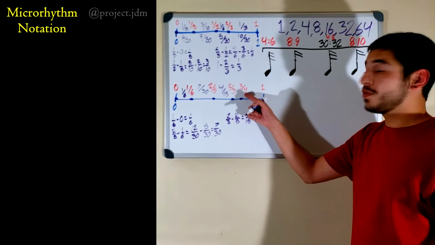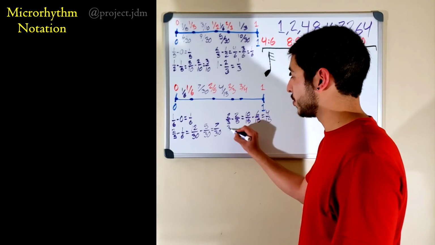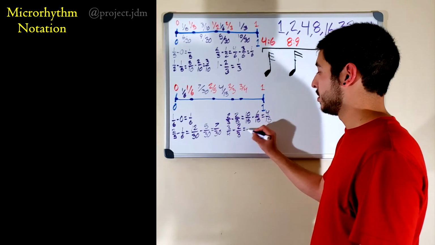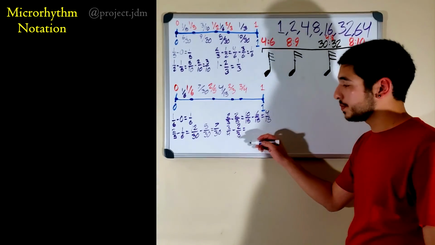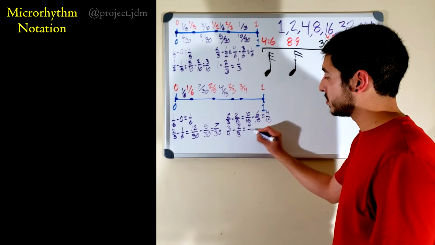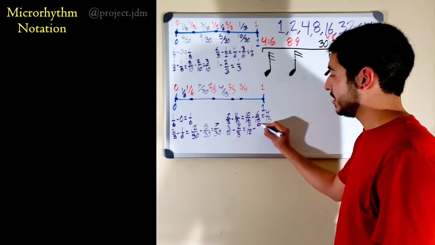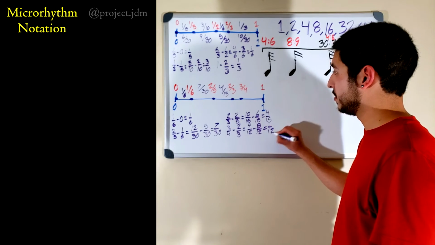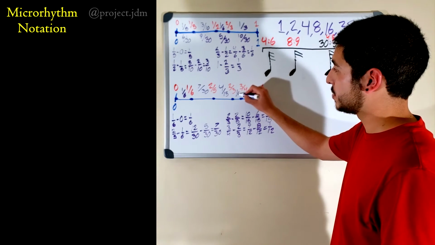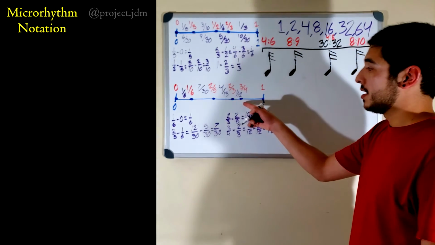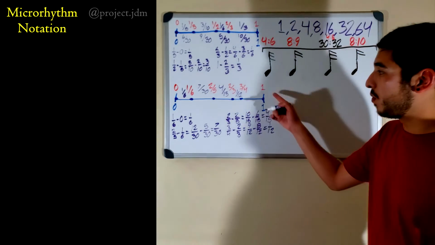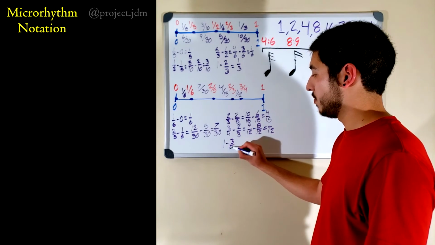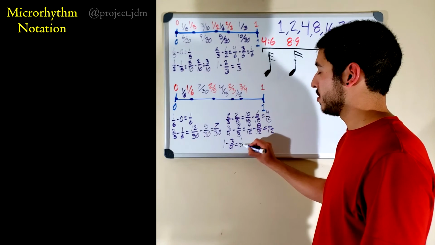Fourth note, we have 3/4 minus 2/3. Rewrite with 12 on the bottom, so 9/12 minus 8/12, and we get 1/12. So this space is worth 1/12. And last one, we have 1 minus 3/4, which is 1/4. So 1/4.